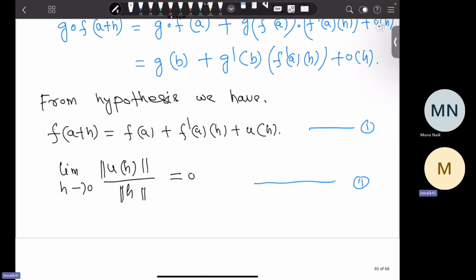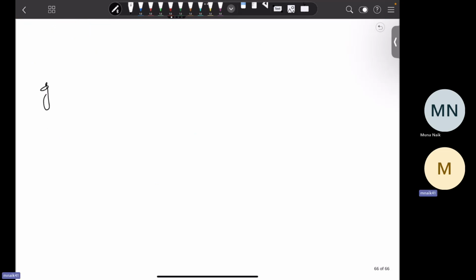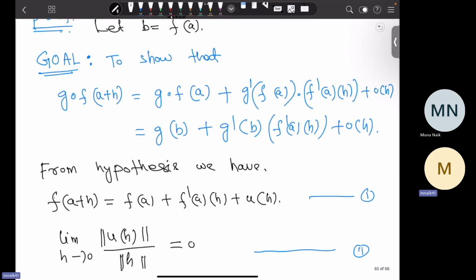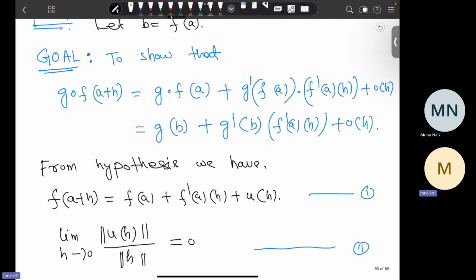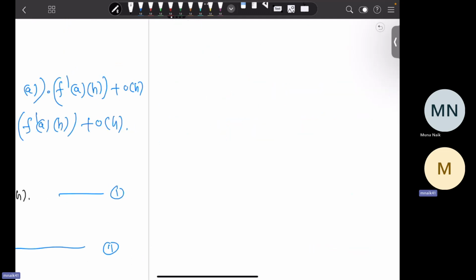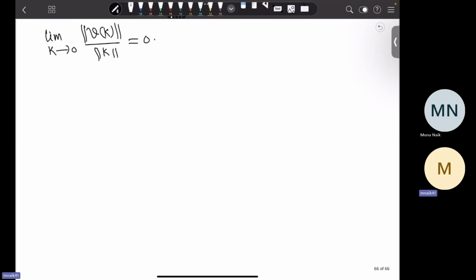So the thing is, I have to utilize this condition, G of f of a plus h. I have to prove this thing: G composition f of a plus h equals G(B) plus G'(B) f'(a) h plus little o. So let me define this, k of h, which is really f of a plus h.